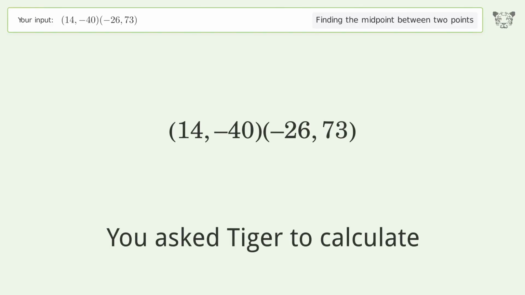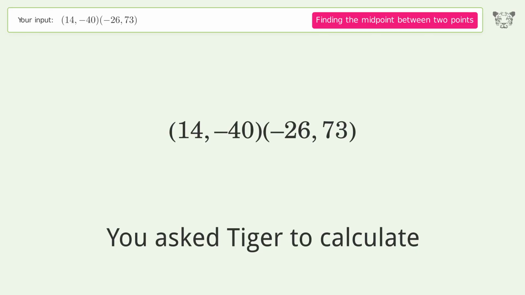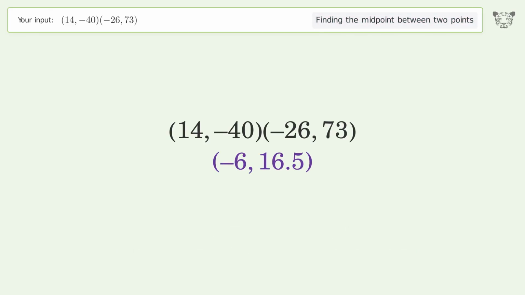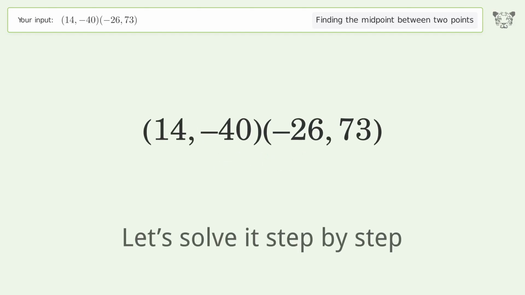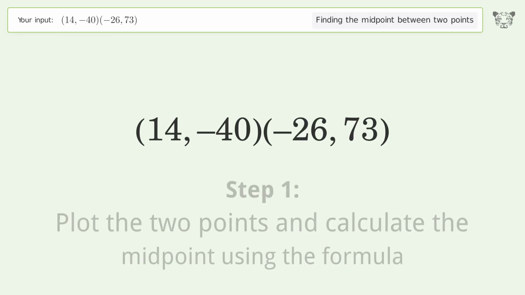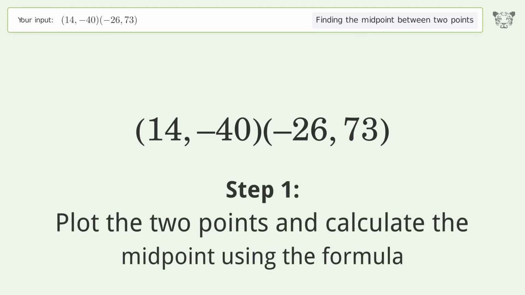You ask Tiger to calculate. This deals with finding the midpoint between 2 points. The midpoint between the 2 points is -6, 16.5. Let's solve it step by step. Plot the 2 points and calculate the midpoint using the formula.